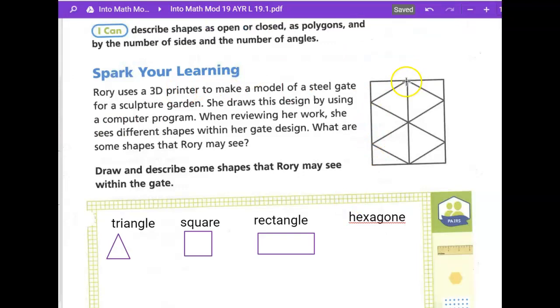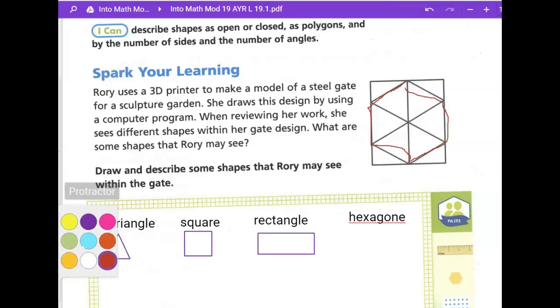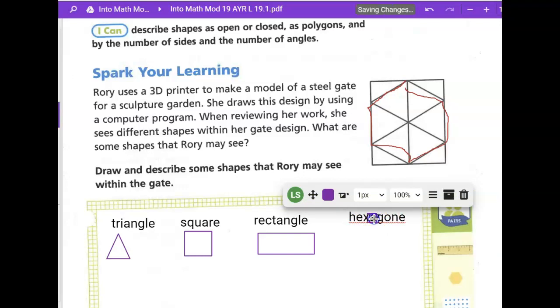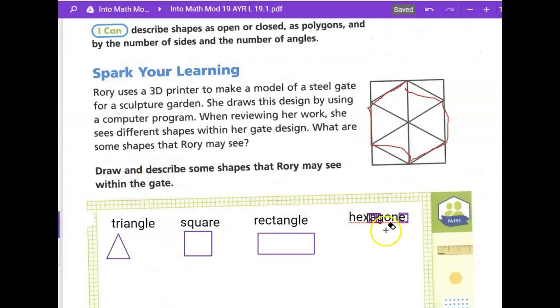So this is what they're saying is the hexagon. 1, 2, 3, 4, 5, 6. Oh, now I see it. Oh, no, I didn't spell it right. Is it E? There's no E. There is an E. Oh, thank you. A-G-O-N.